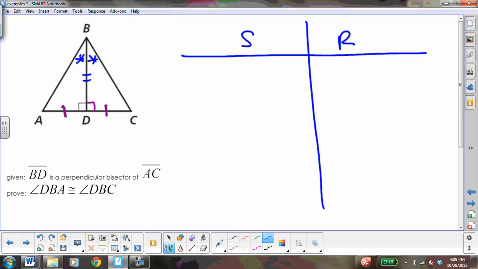Let's see, these two triangles are going to be congruent by side angle side. Once we prove the triangles are congruent, then we can say that these two angles are congruent because of CPCTC.